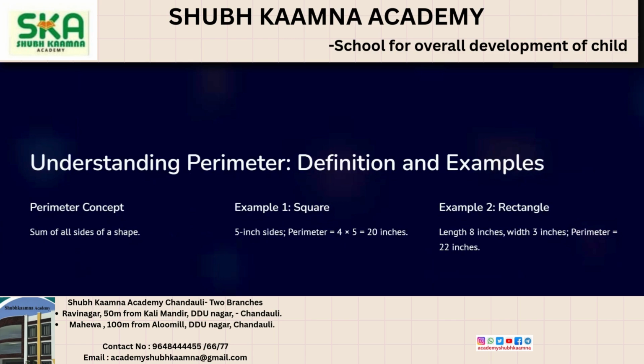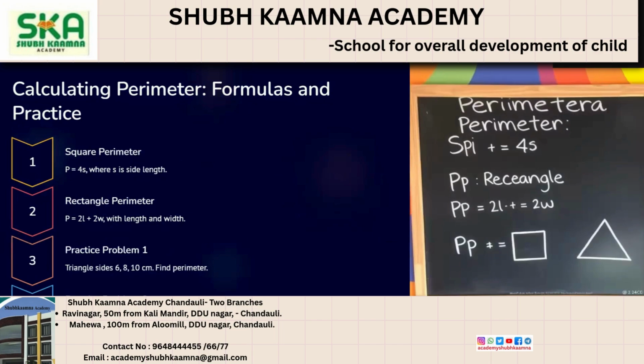Perimeter concept: sum of all the sides of a shape. Example, square with 5 inches sides, the perimeter would be 4 into 5 is equal to 20 inches. Whereas if we talk about a rectangle, it has length 8 inches, width 3 inches. So perimeter would be 22. Calculations. Square perimeter is equal to 4s. Rectangle, 2l plus 2w. L represents length, whereas w represents width.